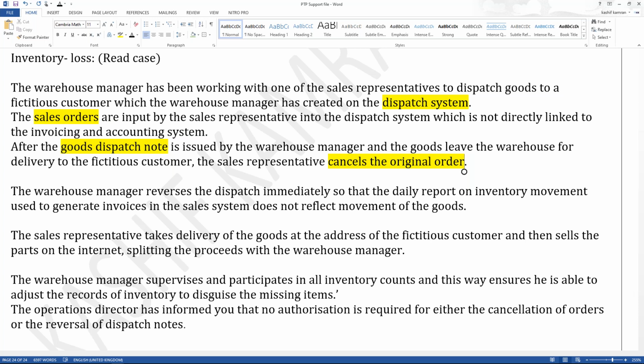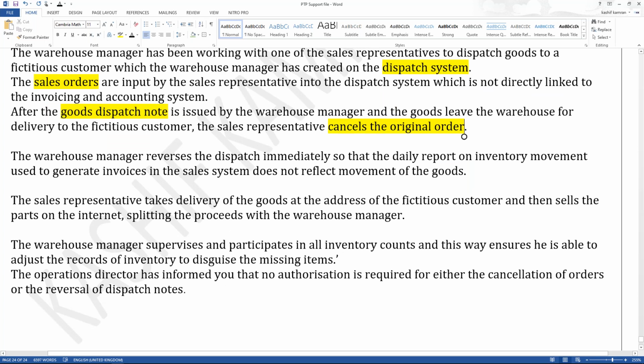The warehouse manager reverses the dispatch immediately, so that the daily report on inventory movement used to generate invoices in the sales system does not reflect the movement of goods. So immediately after dispatch, you reverse everything so that the daily report on inventory movement used to generate invoices in the sales system does not reflect the movement of goods.